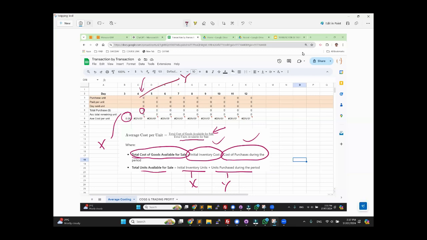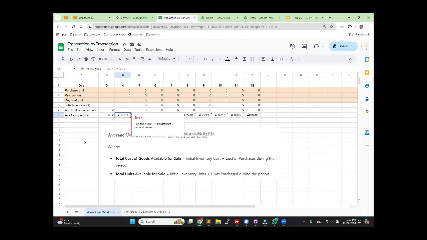One more time. Total cost of goods available for sale equals initial inventory cost, which is yesterday's or my morning's inventory before I open the shop. That's my initial inventory, which is the total units remaining times the cost, plus cost of purchase, which is this, divided by total units available, which is X plus Y, which is this plus this. I've set up the formula like this: B7 plus B, now multiplied by B8 plus C6, which gives me the top component, and the bottom component is B7 plus C3. B7, which one? This one, plus C3, this one.